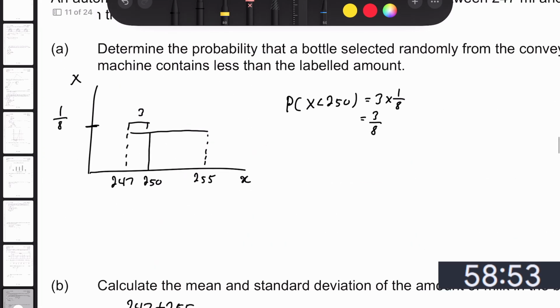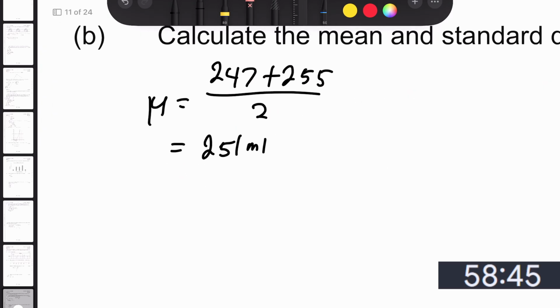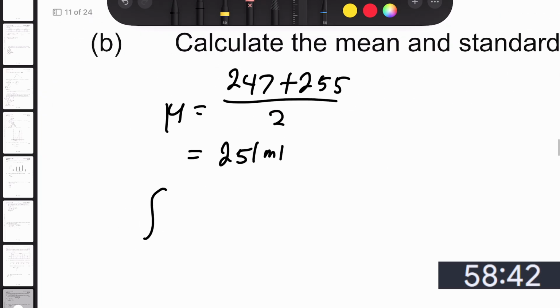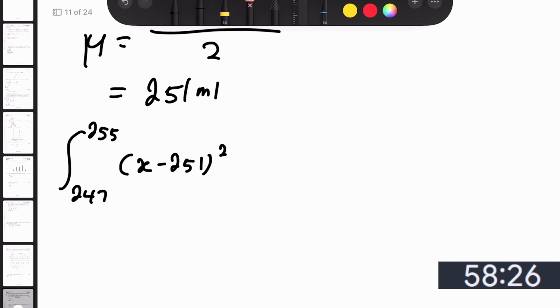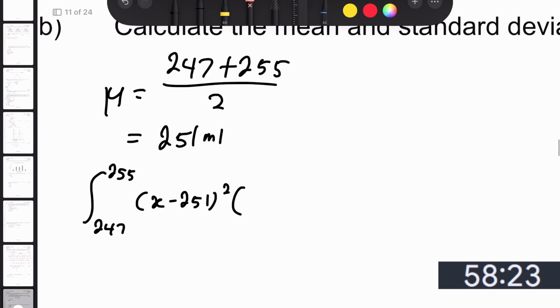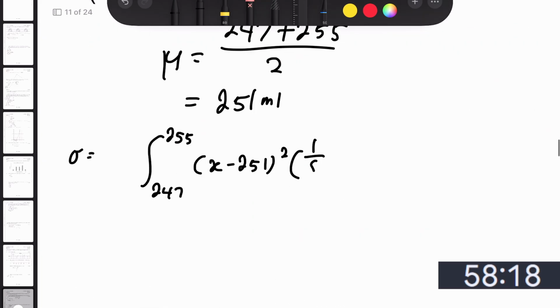Now standard deviation, think about this for a second. It's going to be an integral, square root of an integral, and we're going to go from 247 to 255 of x minus 251 squared. We're going to use the continuous random variable formulas for this essentially. Then we multiply this by the probability, and since that one is just 1 on 8, we just leave that as 1 on 8 dx. And I want to take the square root of that.